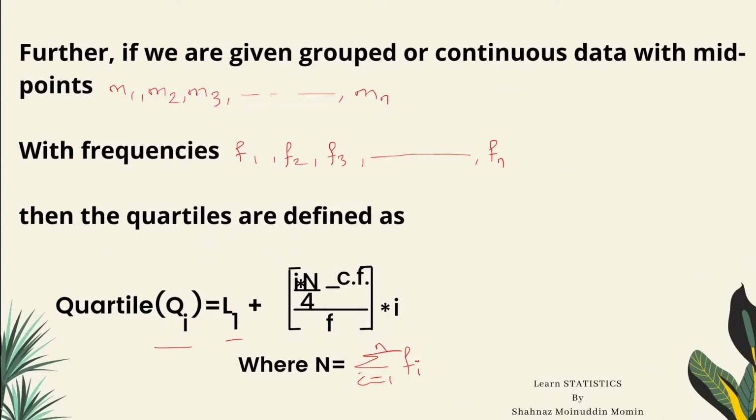So let us start with the continuous or grouped data. If we are given grouped data with the midpoints as M1, M2, M3, Mn with frequencies F1, F2, F3 and Fn, then the quartiles are defined as quartile Qi equal to L1 plus I into n by 4 minus Cf upon F into I, where n is the sum of frequencies, summation Fi.